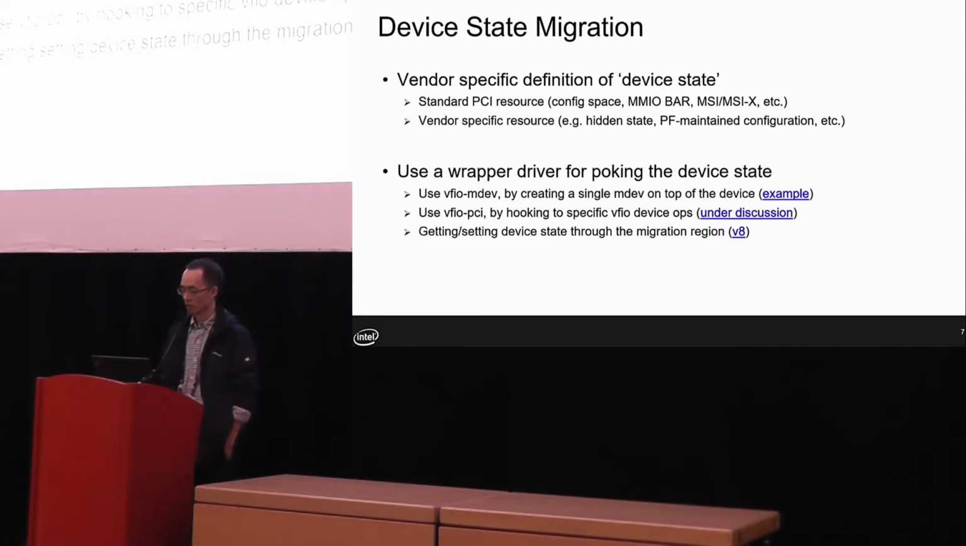Once the device is qualified for this model, we basically can create a wrapper driver on the host side to poke the device state. And how this can be done, there could be two options. One is to use VFIO mdev, wrapping the device into a single mdev instance, just using the mdev operations to do the mediation. Of course, we can also just hook into the VFIO PCI ops.